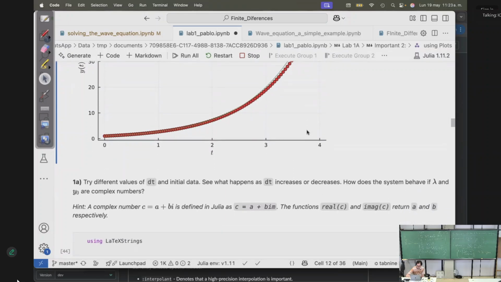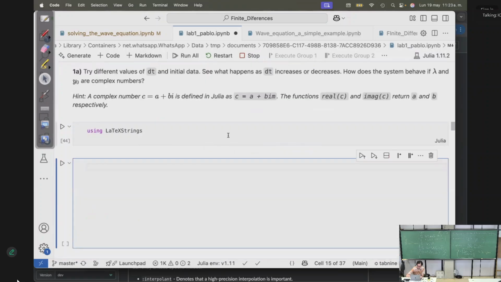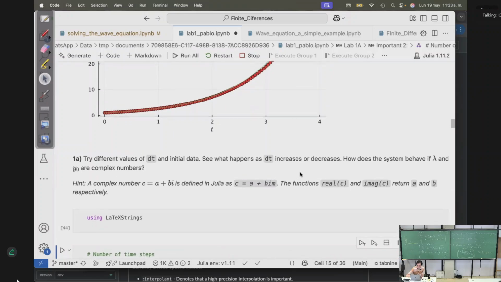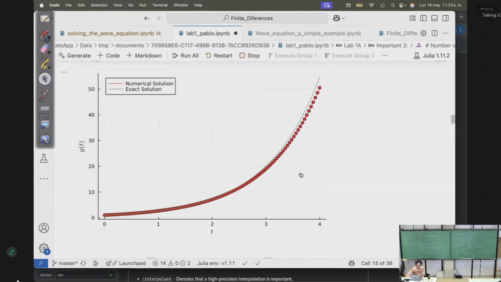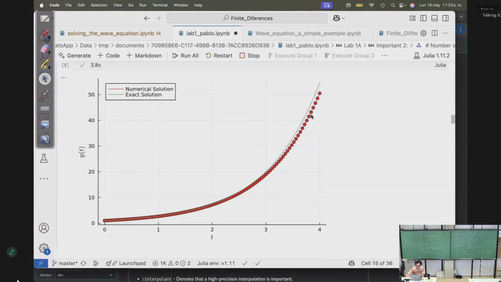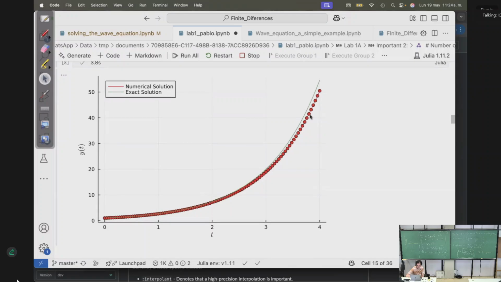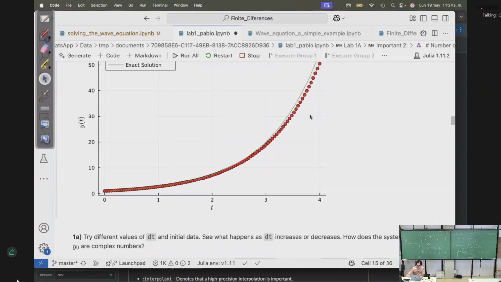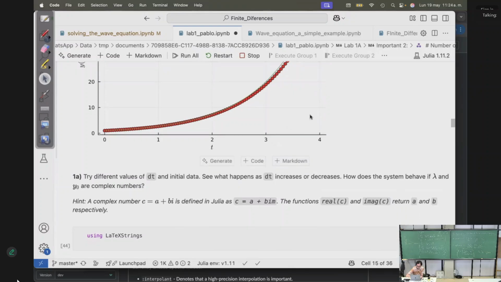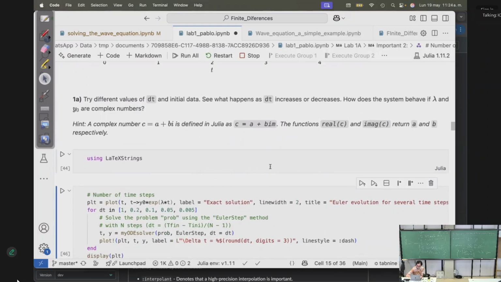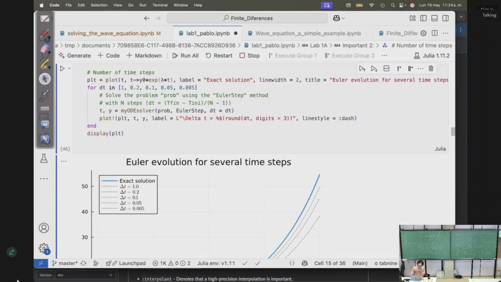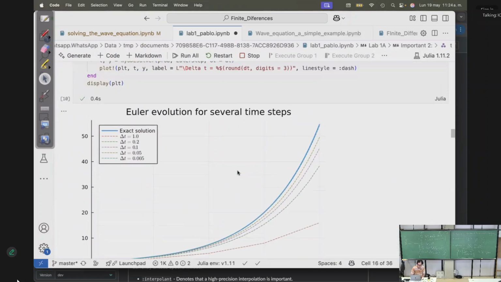So the first problem we put here was to see what happens to the solution when we try different values of delta t. We know that the solution is underestimating the exact solution. So we want to know that as we get smaller delta t, we get closer to the actual solution. And this is what I am doing in this step right here. So this is what we are expecting to see.